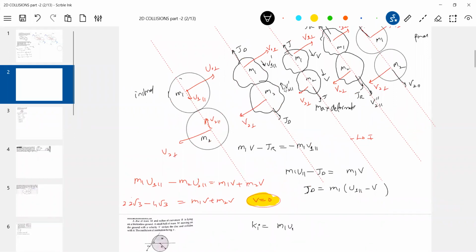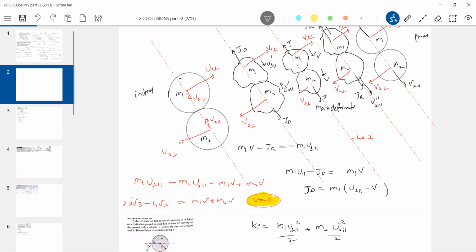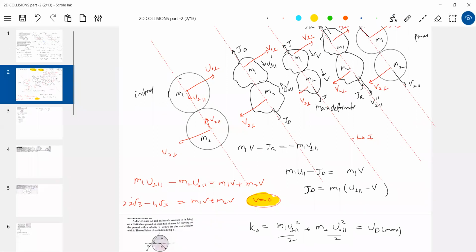So therefore I'm taking half M1 U1 parallel square plus half M2 U2 parallel square. This is the initial kinetic energy. At maximum deformation, what is the kinetic energy? V is 0, no? So therefore, shall I say that what all this initial kinetic energy which was there got converted into, I think this is not right, because U1 perpendicular, U2 perpendicular should not come into this picture. So this should be equal to maximum deformation energy. Because finally both the objects, they're having common velocity 0. So the kinetic energy is 0. So what all the kinetic energy due to speed along line of impact, that only got converted into deformation energy.